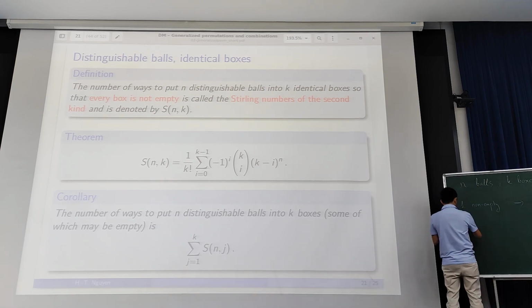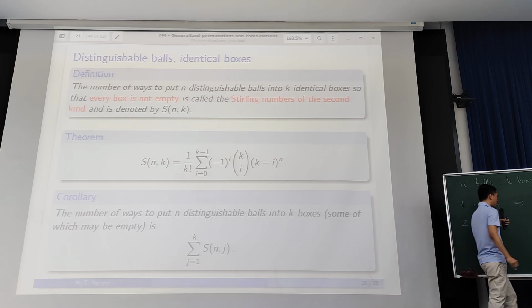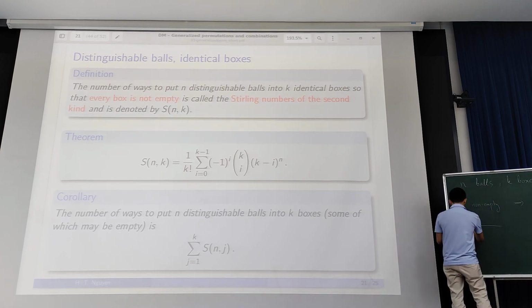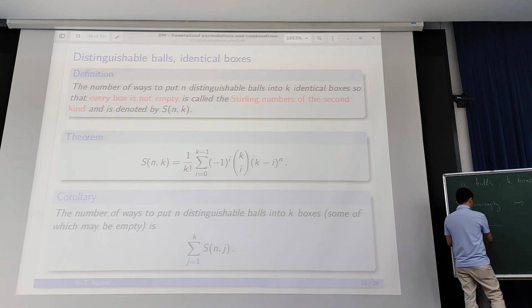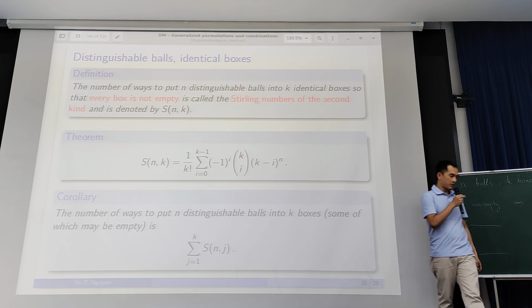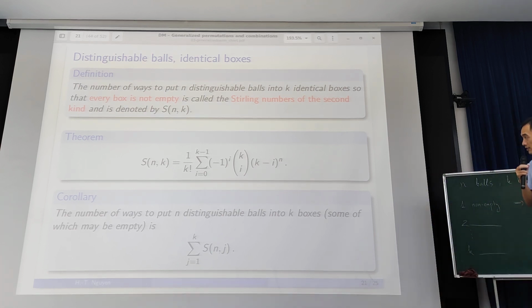And if you have two non-empty boxes, then the number of ways will be n2, and so on. And you repeat, and since you have k boxes, you have k cases, as nk. Then, since the cases are disjoint from each other, these are different cases, we apply the sum rule and we take the sum.